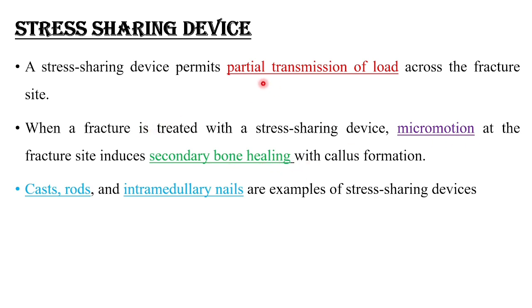So there will be a partial transmission of load, as the name denotes, a stress sharing. We will be sharing the stress across the fracture site, and there will be micro motion at the fracture site. Because of that, secondary bone healing will occur with callus formation. Casts, rods, and intramedullary nails are examples of stress sharing devices.